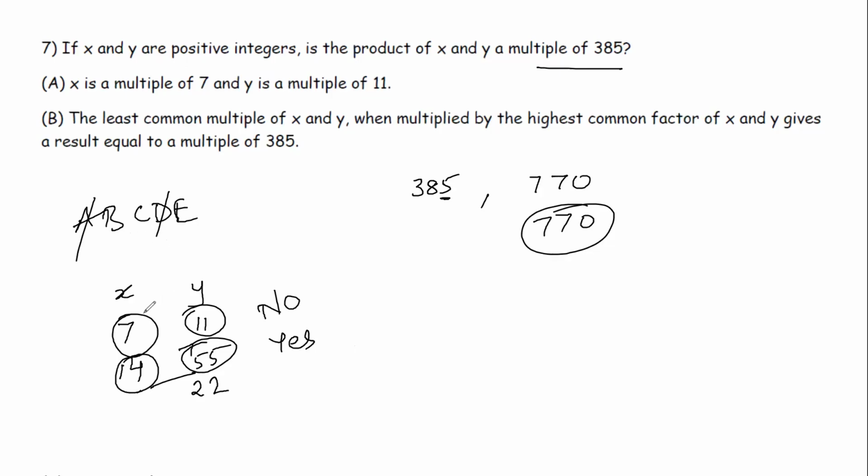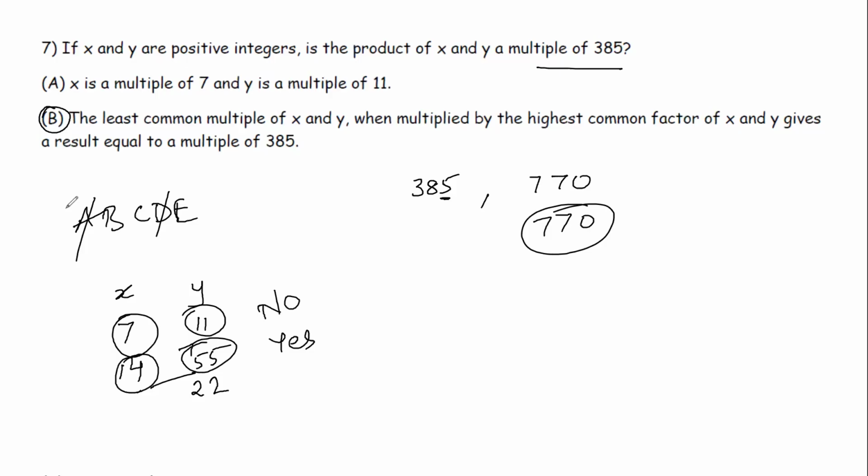Okay. Right. Second statement. The least common multiple of x and y when multiplied by the highest common factor of x and y gives a result equal to a multiple of 385. Now this is a number theory property. If the LCM of x and y multiplied with the HCF of x and y gives a result equal to 385 or a multiple of 385, which would be 385 itself and all multiples of 385, then we know that the product of x and y is a multiple of 385.